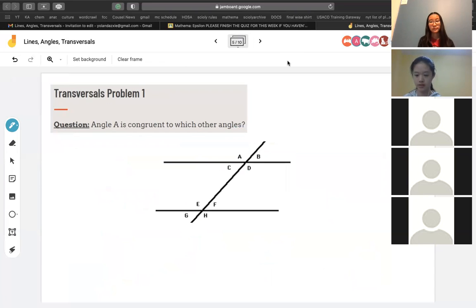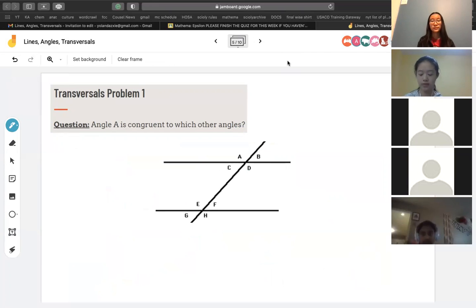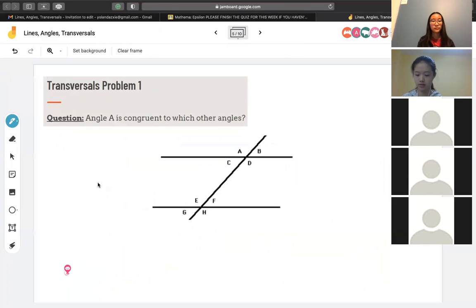Okay, so here's a problem about transversals. Angle A is congruent to which other angles? And just write the name of the angle which it shows. And this has multiple answers, so write all however many answers there are.